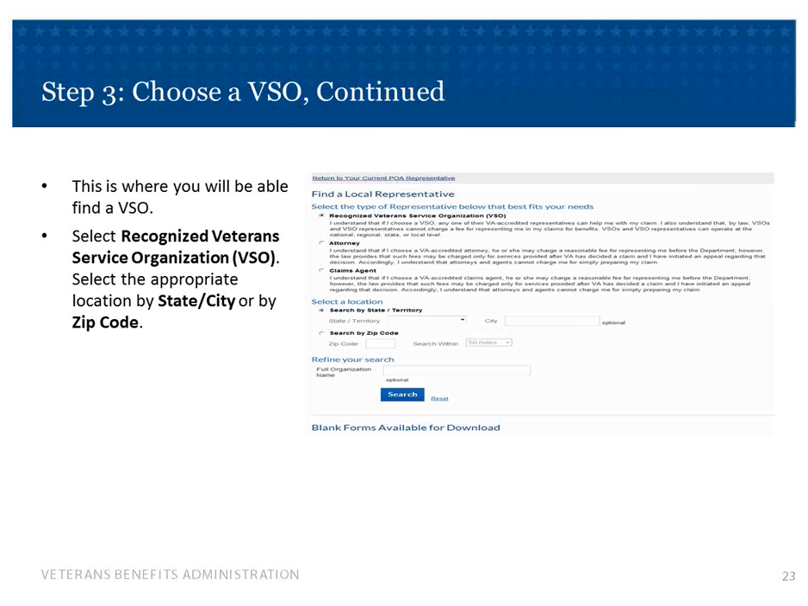Right now on your screen, I'm showing you a screenshot of what the veteran will see when she wants to find a VSO in her area. Here, the veteran's going to select Recognized Veteran Service Organization, and then select Search by State, Territory, or select a location and enter the appropriate information.